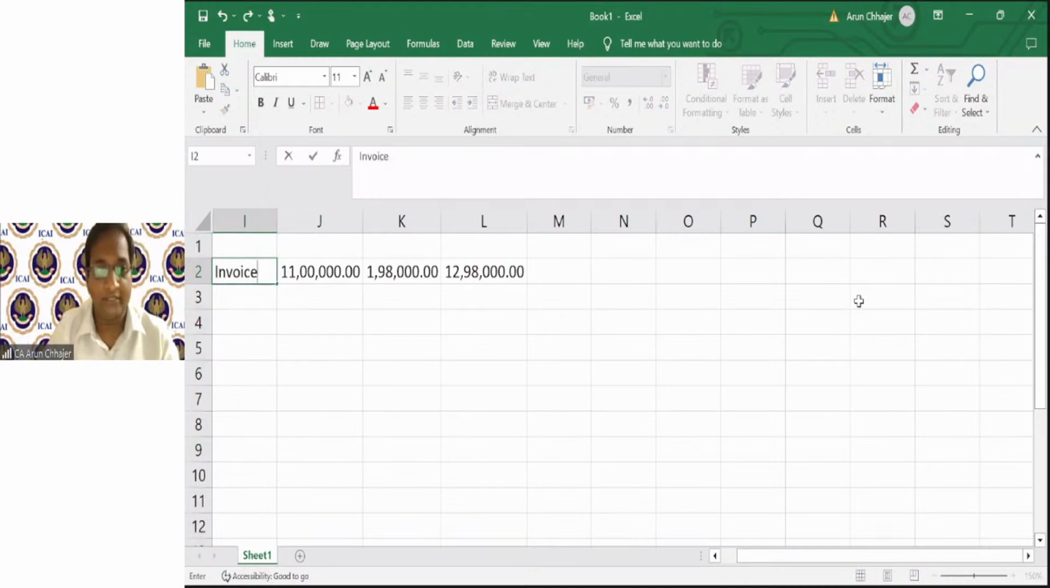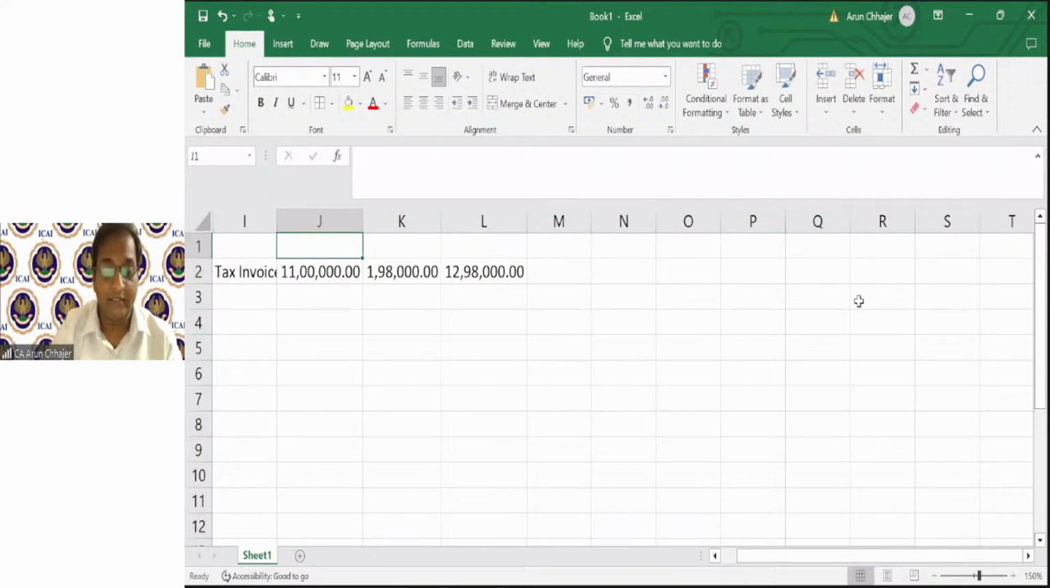This is the invoice, correct? Tax invoice. It is the taxable value. This is the tax and this is the total.